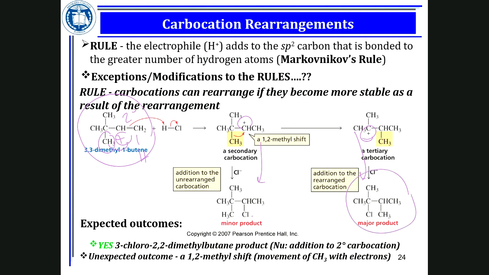All products is going to be both of them, the major plus the minor. You get the product without rearrangement, you get the product after the rearrangement. So you get a mixture of two products. So a methyl shift is causing the rearrangement here.